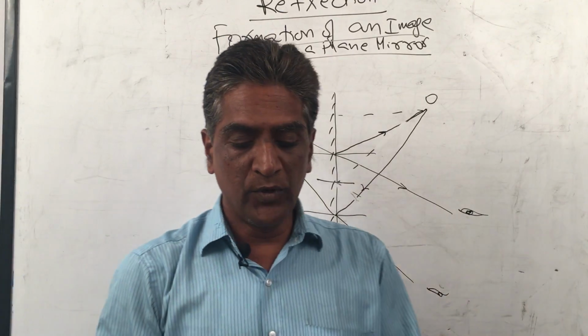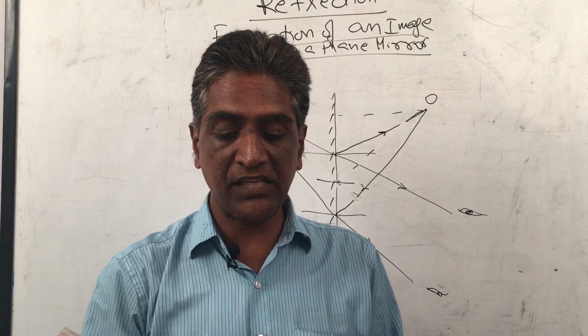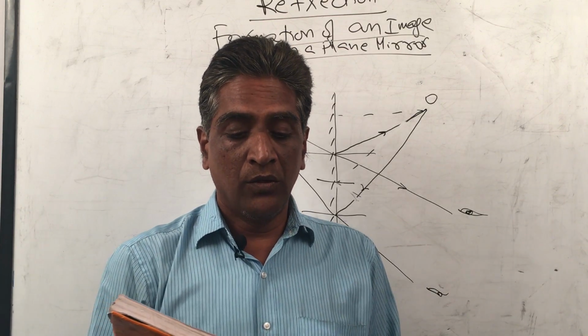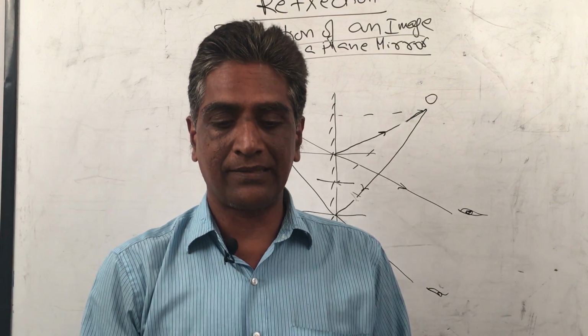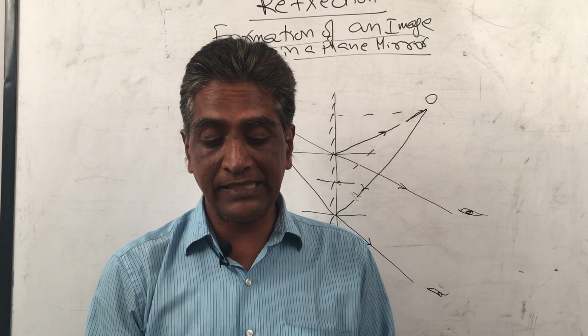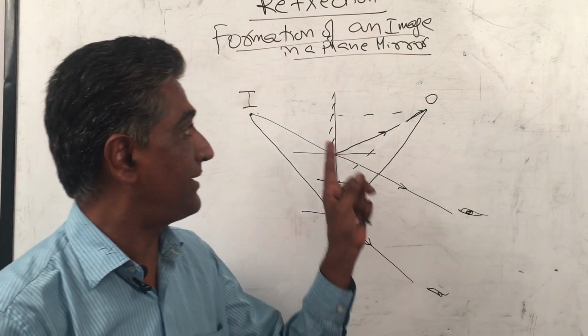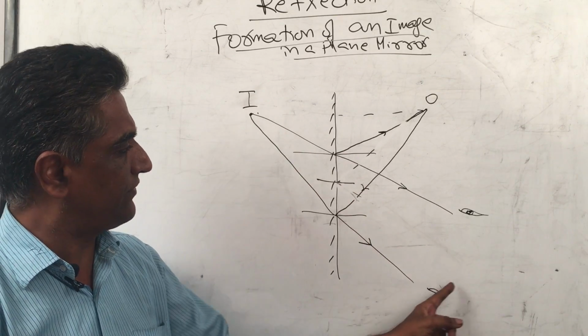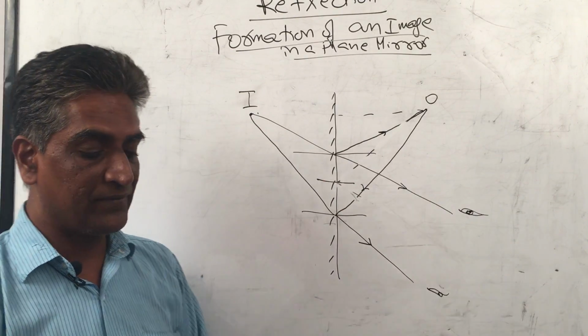So that's a beautiful point he says in one sentence. This sentence is crucial. When we look into the mirror, the reflected rays seem to be coming from the point I. They seem to be coming from the point, wherever you keep your eye, anywhere, they seem to be coming from there.